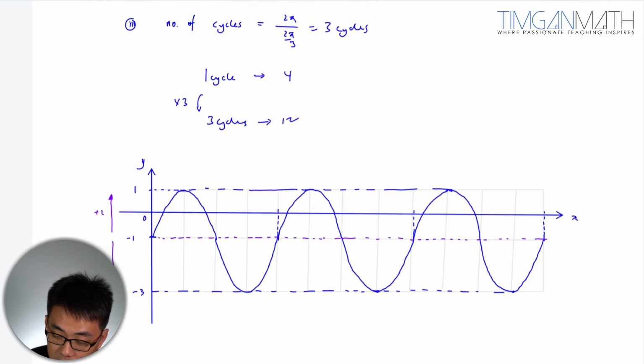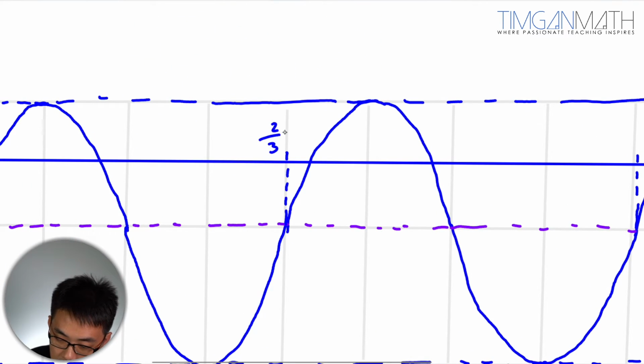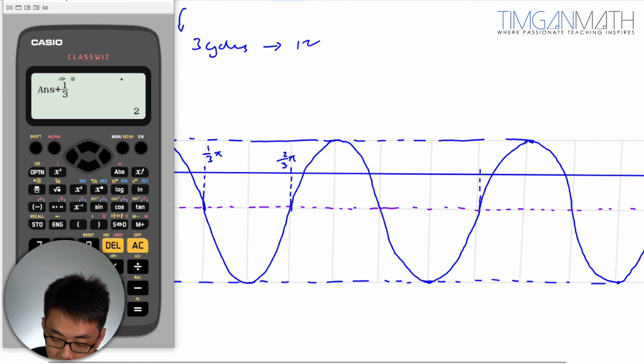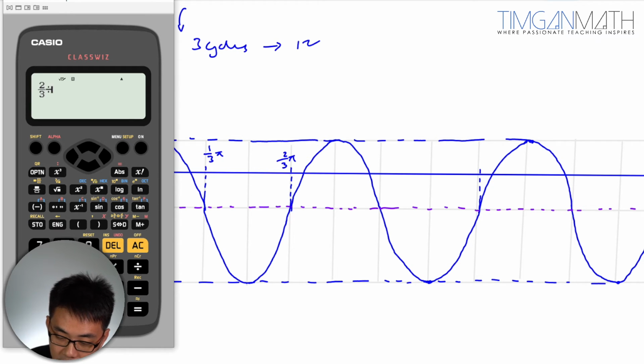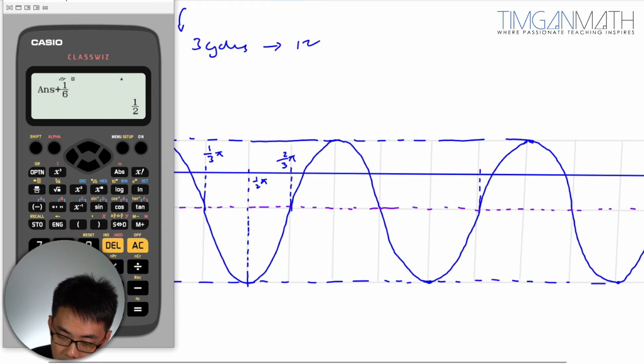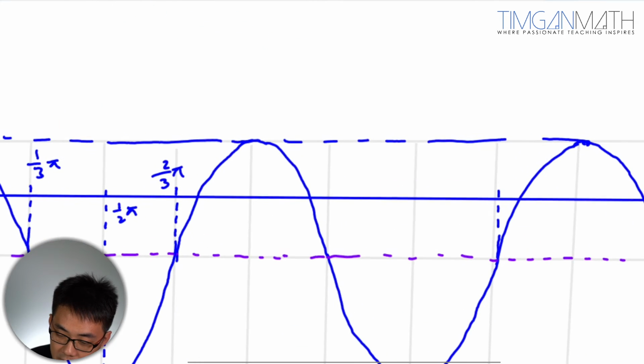So this is 2/3 pi. Every period here is 2/3 pi, and this is 1/3 pi. If you want the maximum point, this is half of it, just 1/6 pi. You just take 2/3 pi divided by 4. This is 1/6, so keep adding 1/6. 0 plus 1/6, then 1/3, then this is half pi. Then this is 2/3 pi. Then this is 5/6.